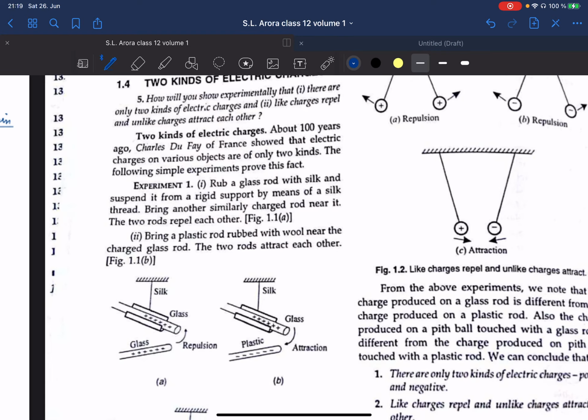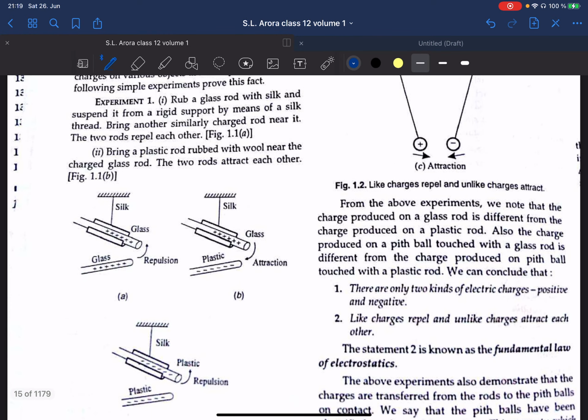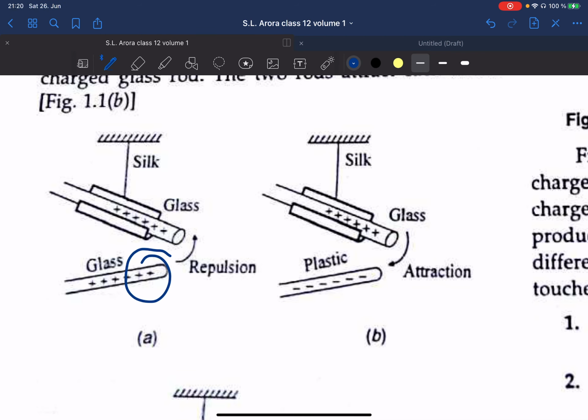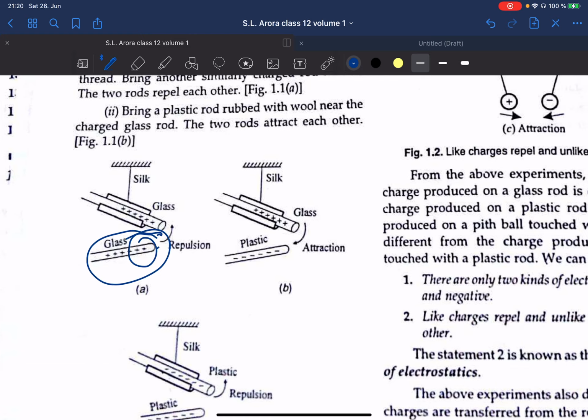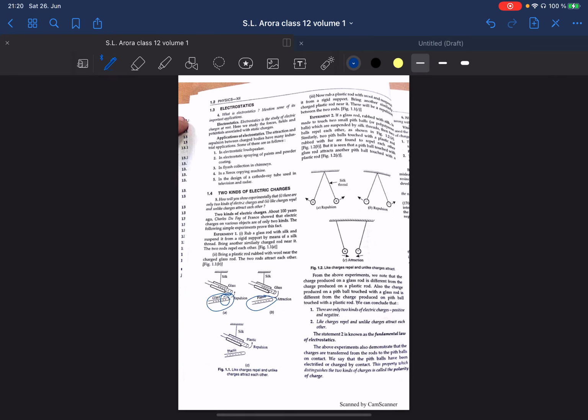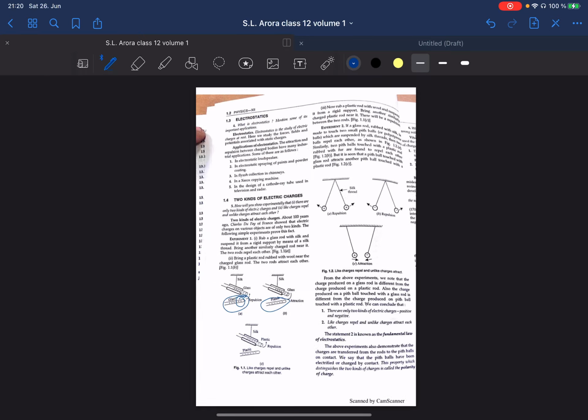So basically, we did how to determine if the body is positive or negative. Let's say I bring a positively charged body close to a positively charged glass, so the body will show repulsion. I'll know the body I had before was a positively charged body. If it attracts, then I'll know that the body was negatively charged. Second thing, yeah, we have done this.